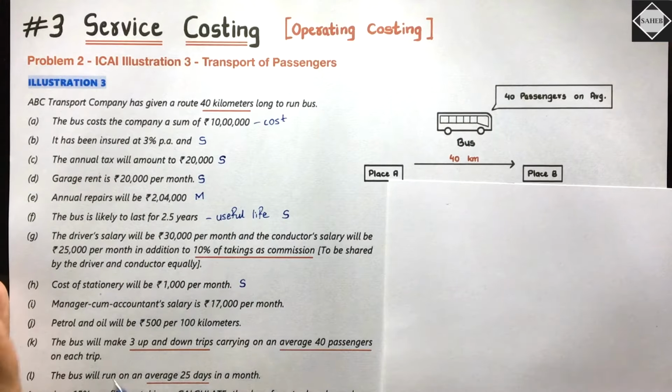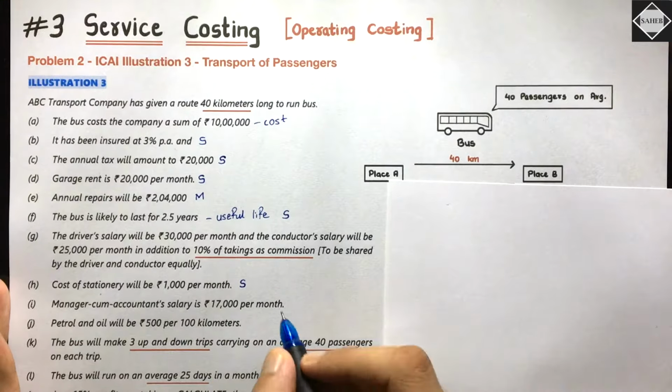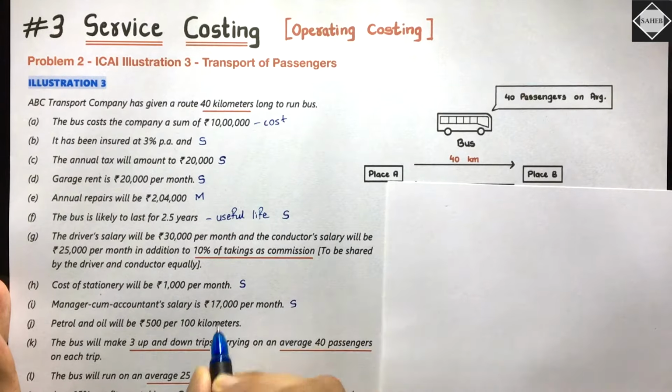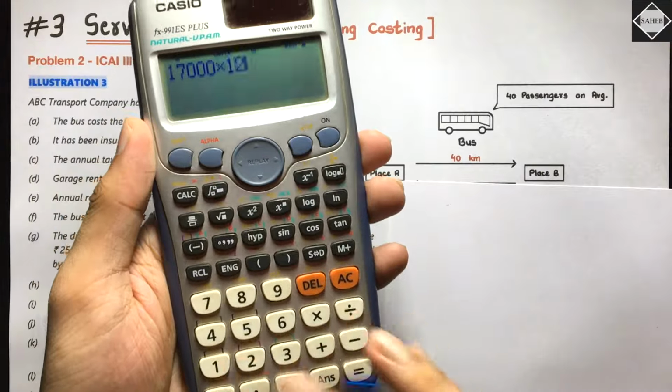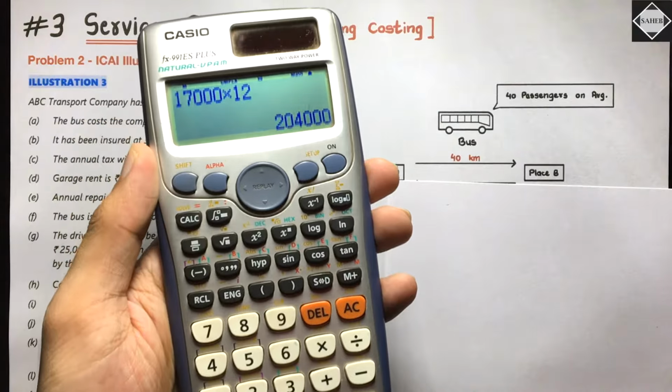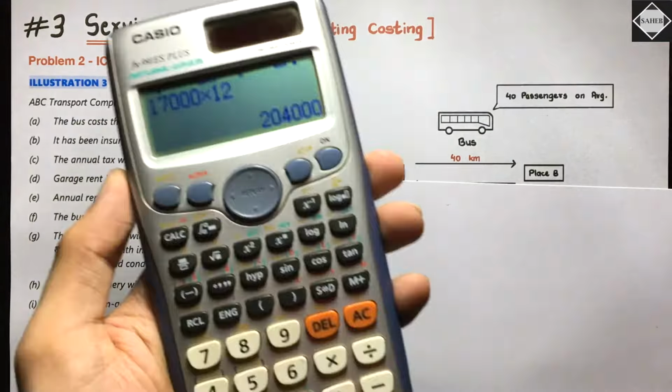Then they are saying manager cum accountant salary is 17,000 per month. Same, fixed cost only. Standing charge. 17,000 per month they are saying. So 17,000 into 12 I will do, that is equal to 2,04,000. This will be my salary to whom? Manager cum accountant. Is it clear?